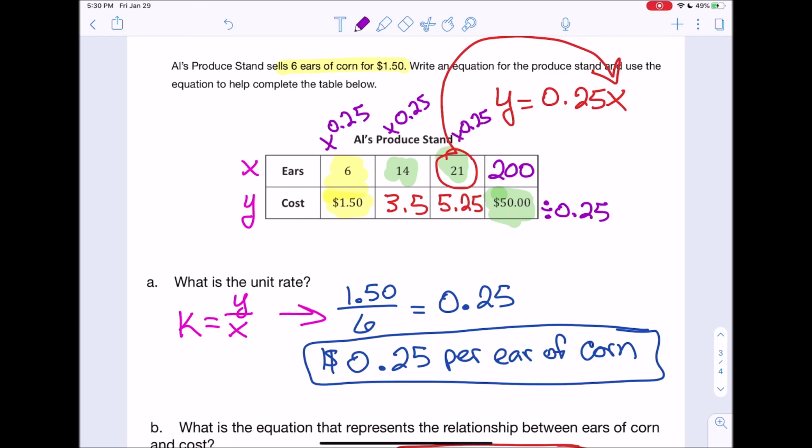So how many ears of corn can you get for $50? 200 ears of corn. And that's what makes equations so great, because once you have your equation, if you're given the number of ears of corn or the number of miles driven or the number of gallons given, you plug that in for your x and it will tell you the cost or how many hours or whatever your y is in that situation. So having an equation makes it very easy. You get your unit rate. Once you have that, you can create your equation and then plug any numbers for x and y to solve your problem.